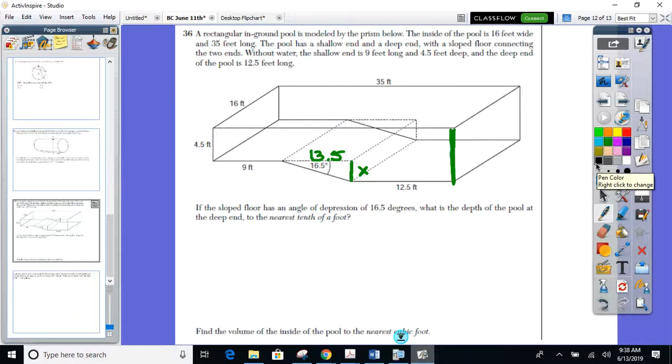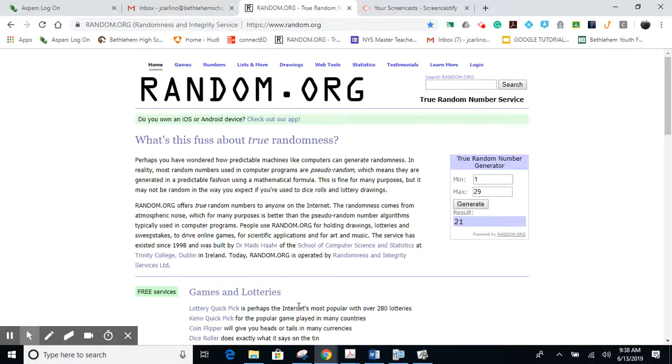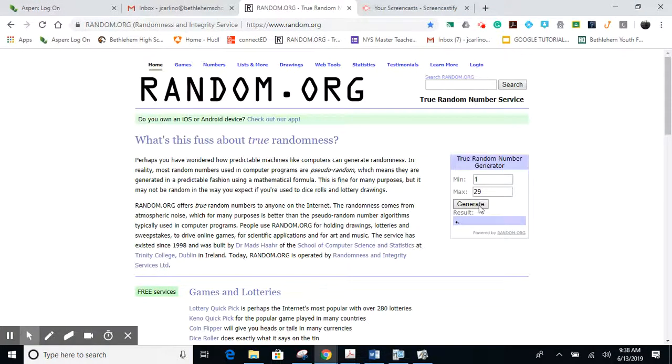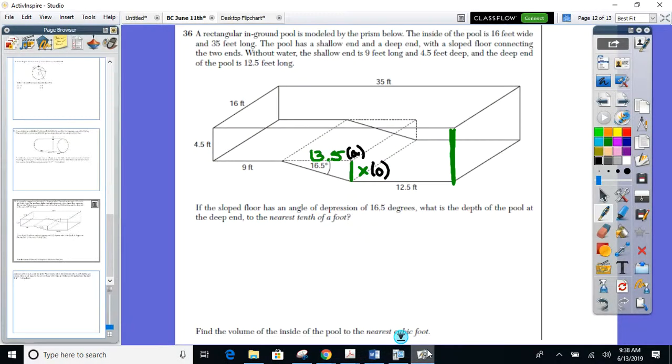If I can use sine, cosine, or tangent. So let me turn it over to you guys here. Here's the 16.5. What's the x? The opposite. And how about the 13.5? Adjacent. And then with those two values, I should be able to use what? Tangent. Yep, so I'm going to say tangent of 16.5 equals opposite over adjacent.